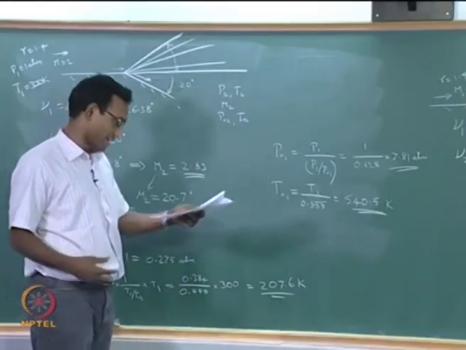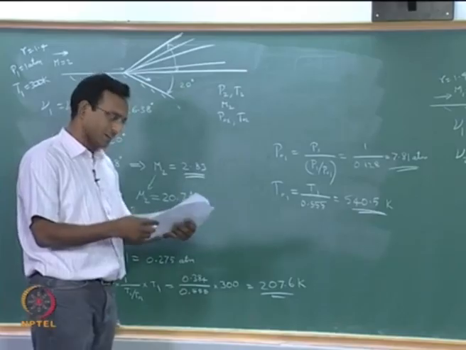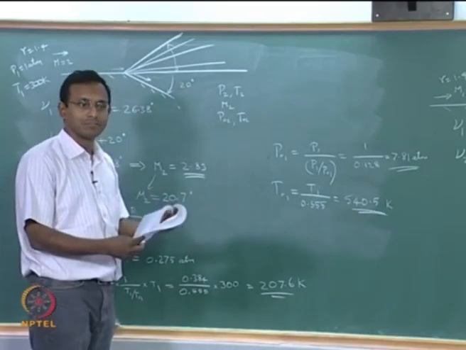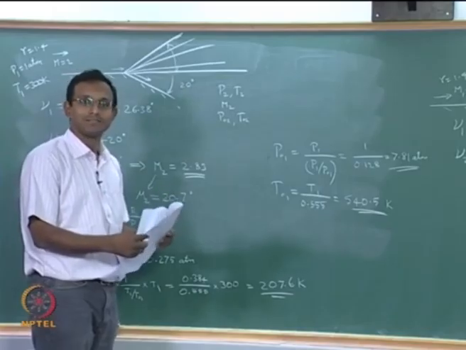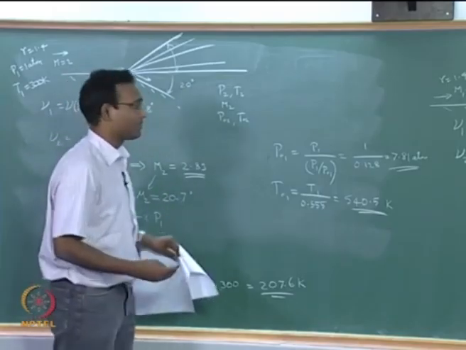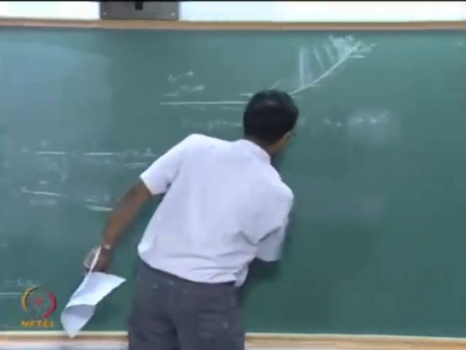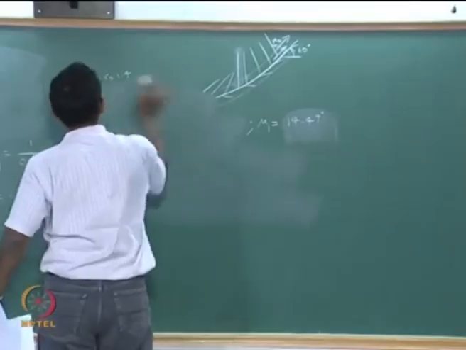Any other property I want, I can find. What other property is important in this problem? Anything else that we haven't talked about till now? Only one more. Happens to be velocity. Okay. So we will just find the velocity also.